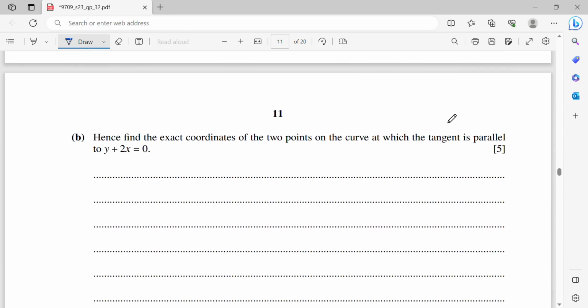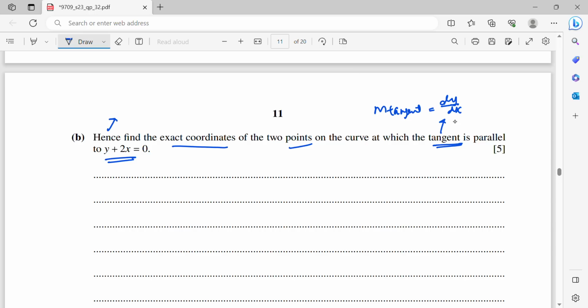Now next, hence means use the dy dx that we have found. Find the exact coordinates of the 2 points on the curve at which the tangent is parallel to this. Okay, so for information, tangent is a line, it's a straight line. So a straight line needs the gradient of the tangent. So the gradient of the tangent is basically the same as dy dx. Okay, the gradient of the tangent.